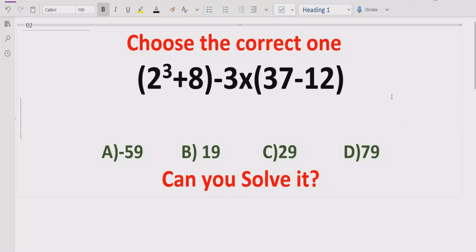Today we will solve another quiz which is related to arithmetic expression. The quiz contains the basic operations plus, minus, multiplication. So we have to solve this quiz using the PEMDAS and BODMAS method and find out the correct answer. In the answer list we have four answers. A is minus 59, B is 19, C is 29 and D is 79. So let's see after solving it which answer is correct.